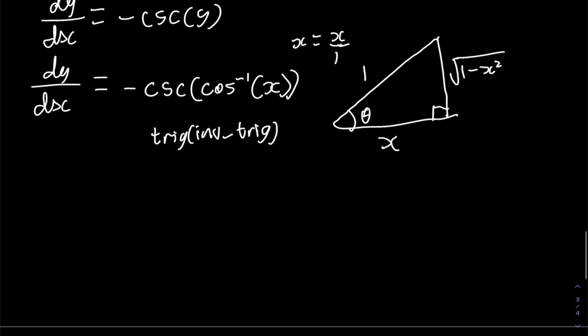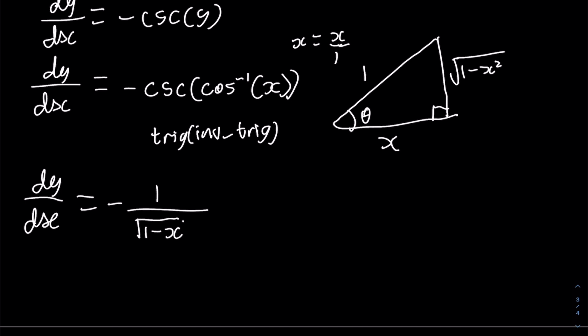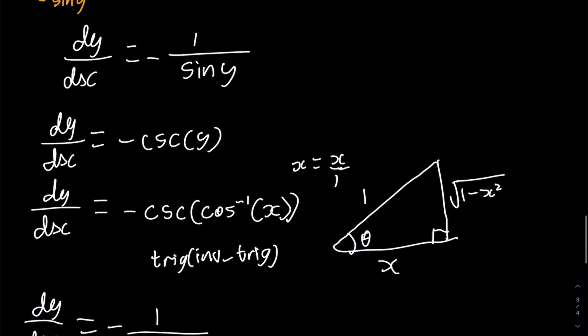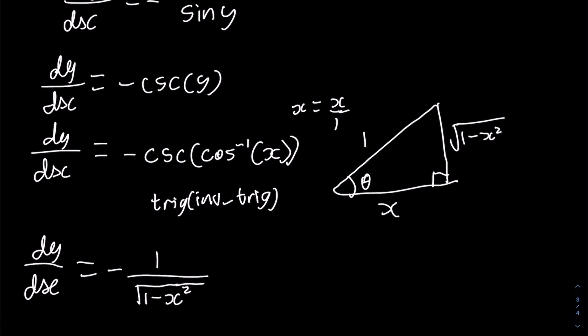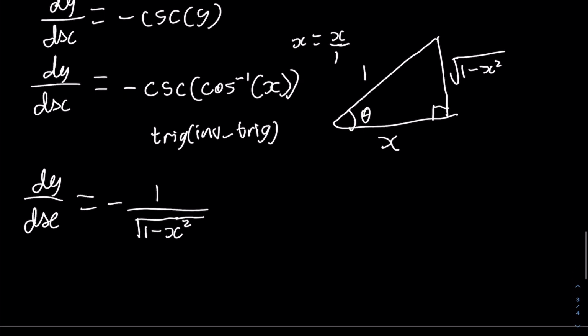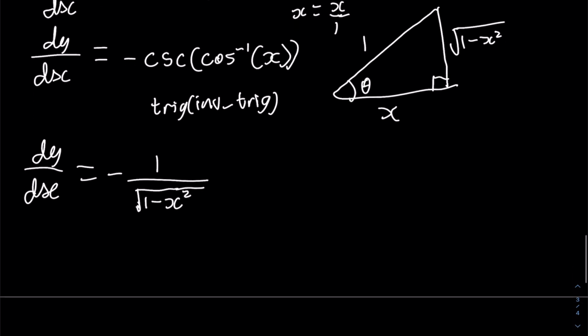So what we see finally is that dy by dx is just equal to negative, and then we have the cosecant, which is the hypotenuse, which is 1 over the opposite, which is indeed the square root of 1 minus x squared. And this is our final answer, and this shows how we can always simplify a trig of an inverse trig function. And there are in fact images with tables that are very helpful to use when you need to do these.